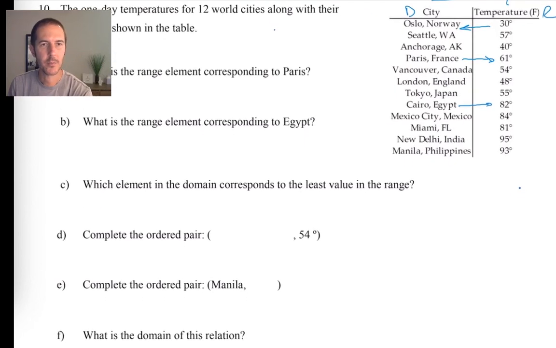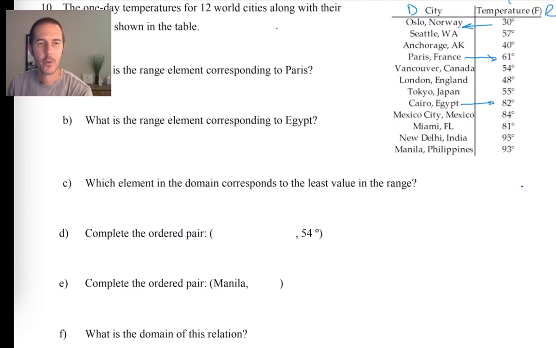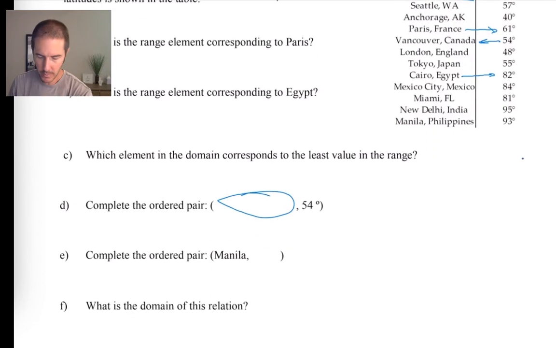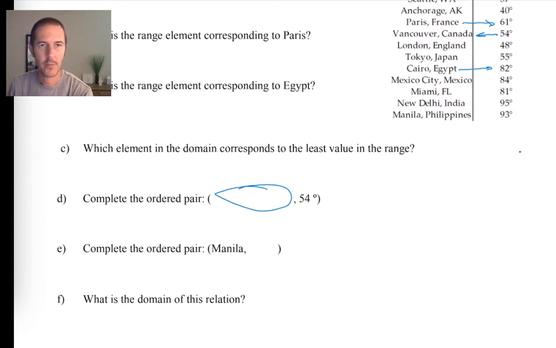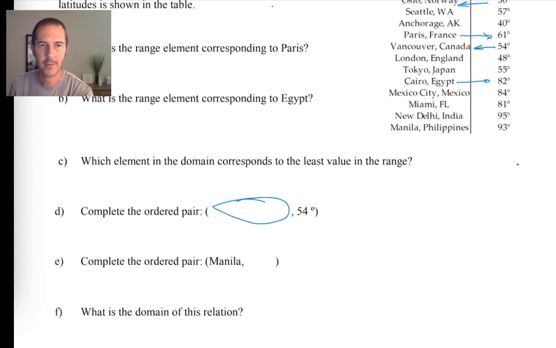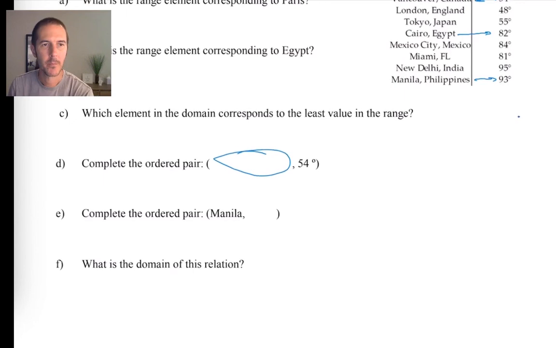Part D asks us to complete the ordered pair. They're giving us a y value, a range value of 54 degrees. And thankfully, all of these range values are only occurring once, so I can go up into my range values, find the 54, and see that it has a corresponding domain value of Vancouver, Canada. So we would write Vancouver, Canada in here. Completing the next ordered pair, sort of going the other direction, they're giving us Manila, which is in the Philippines, as a domain value, which corresponds to a range value of 93.